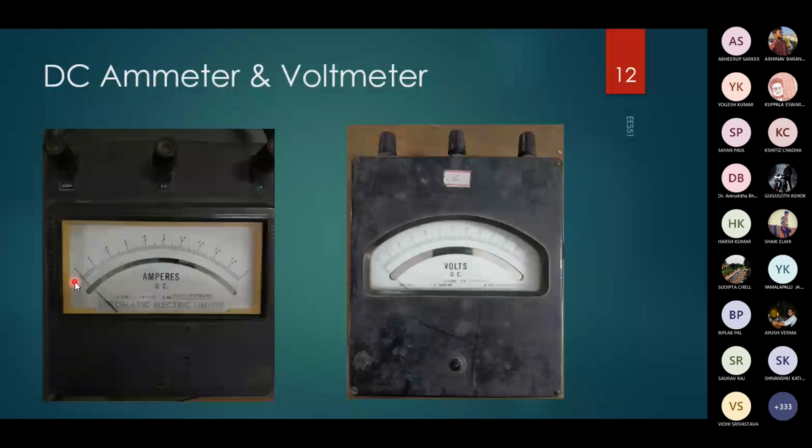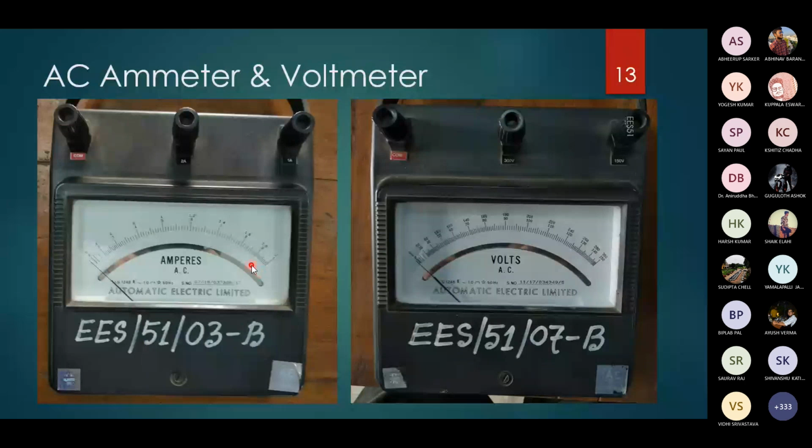Understood? So each scale goes 0, 0.1, 0.2, 0.3, 0.4, and the upper scale is 0, 0.2, 0.4, 0.8, like that. It is going to 2. On the contrary, for the AC measurement, moving iron instruments are used.